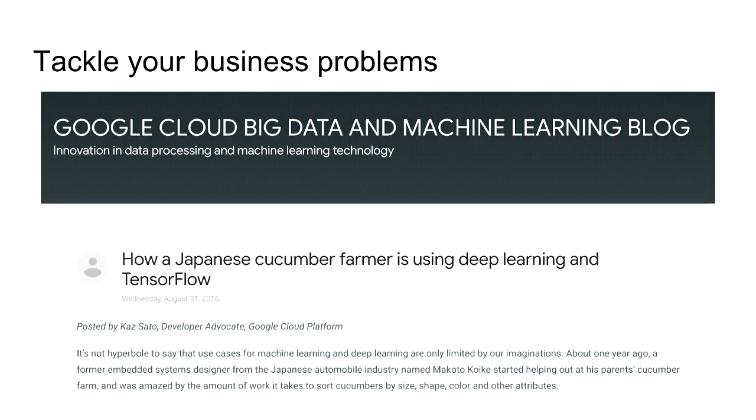I think tackling your business problems is another cool thing you can start to do. This is from the TensorFlow blog on Google. It's a great article about how a Japanese cucumber farmer used deep learning and TensorFlow to sort cucumbers. I know that sounds kind of crazy, but it saved so much time on the farm to use these image classification techniques to sort the cucumbers automatically versus manually.